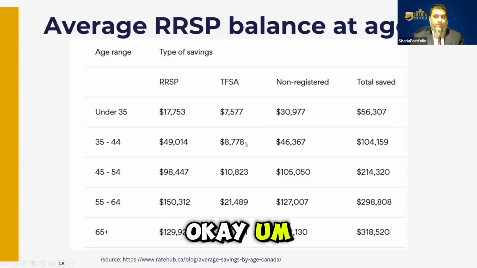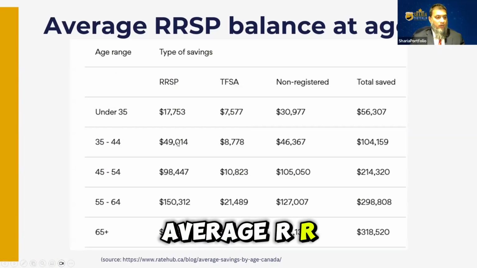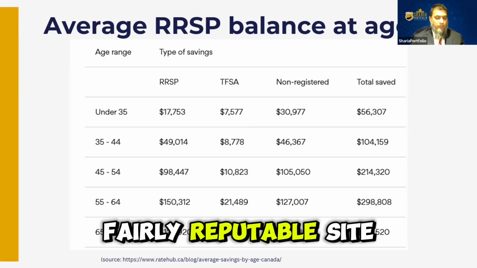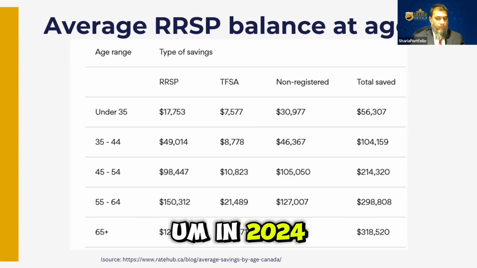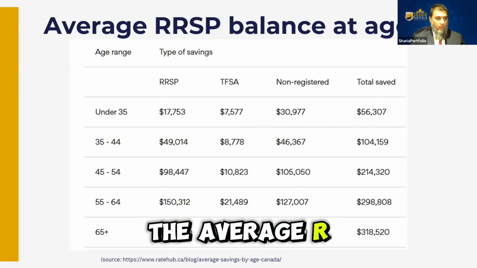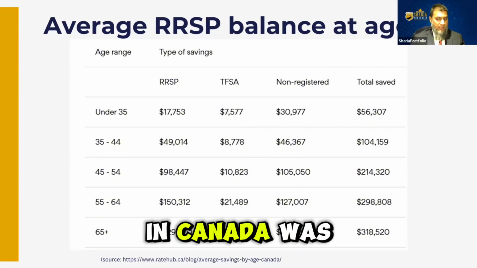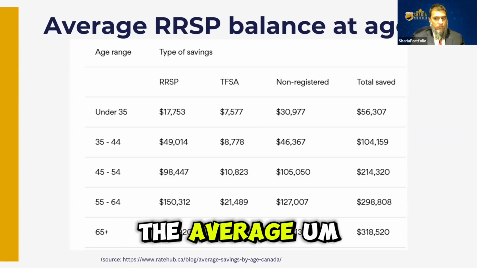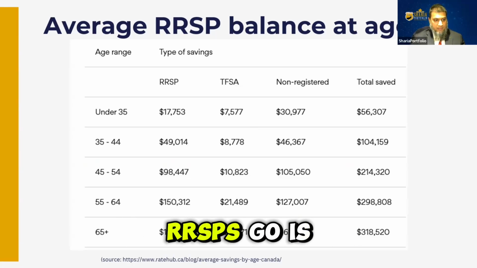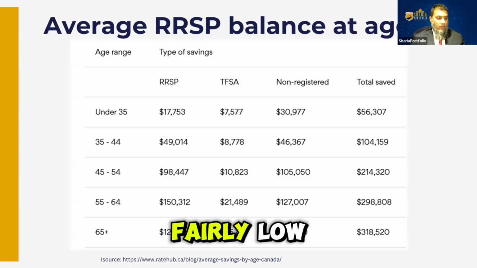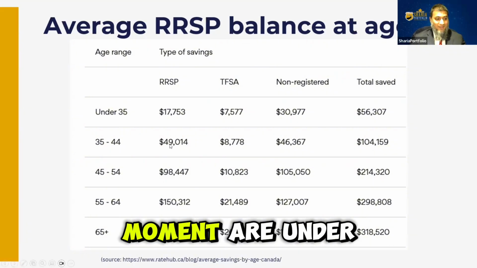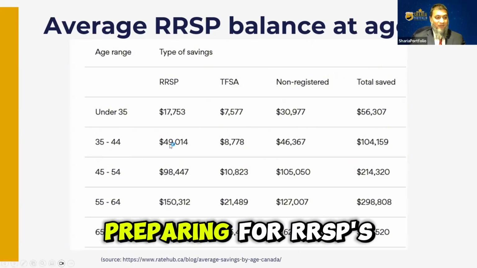Okay. What is the average RRSP balance for Canadians at age 65? We find that, and this is per Rate Hub, which is a fairly reputable site, in 2024, the average RRSP balance for individuals 65 years in Canada was just shy of $130,000. That was the average. Now, this number, as far as RRSPs go, is fairly low. So on average, on balance, Canadians at the moment are under-prepared with their RRSPs.